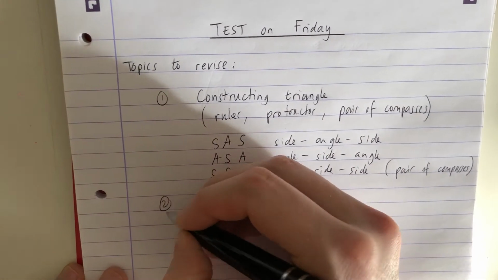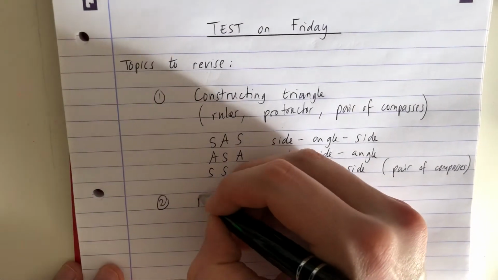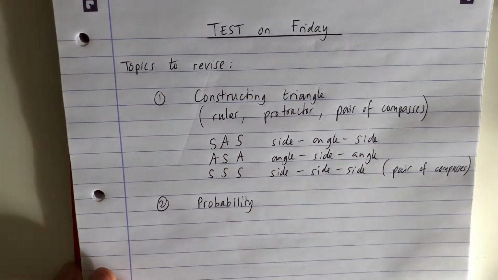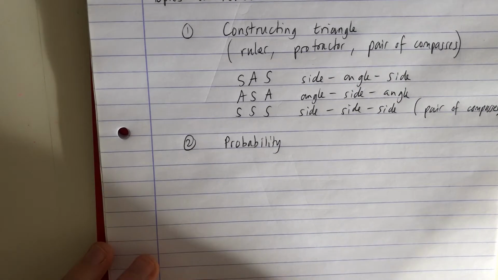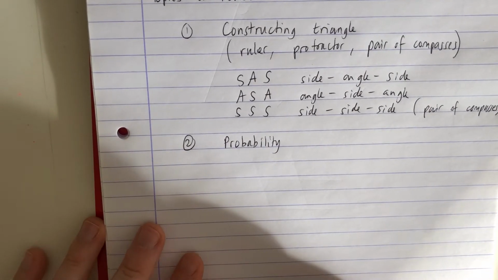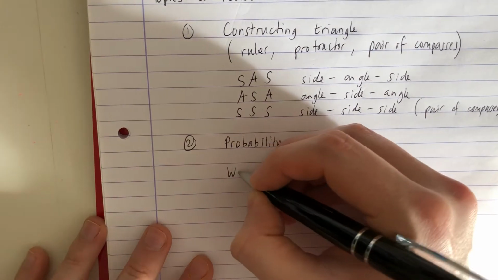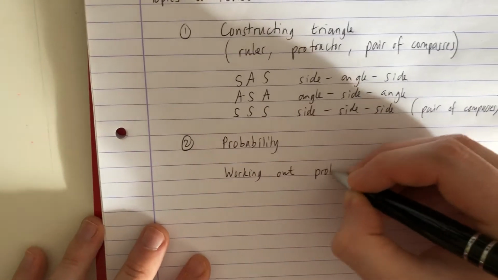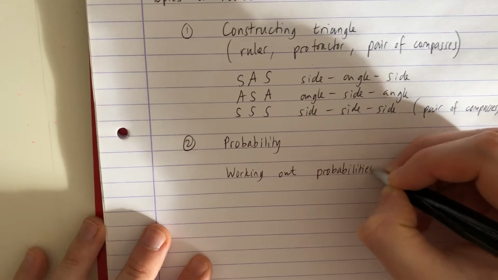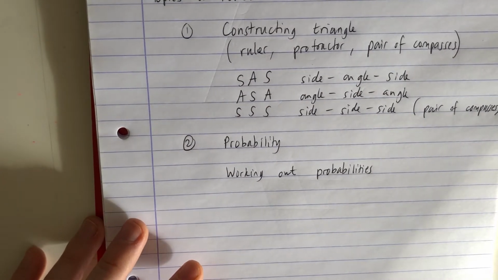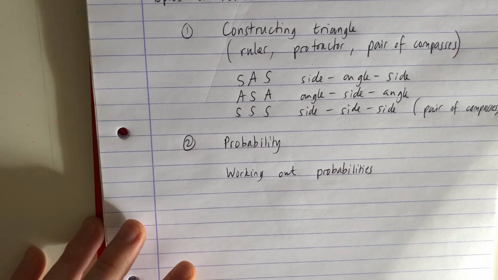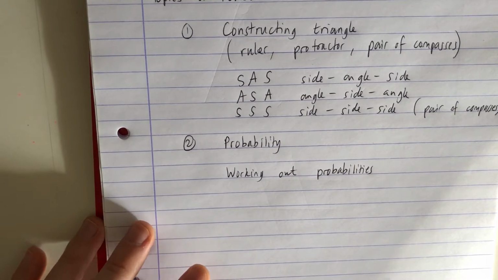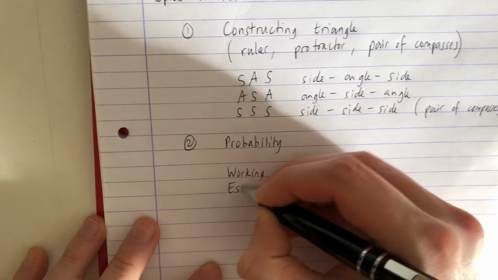Topic number 2. Next thing we did was probability. Okay, we did 2 things. We did working out probabilities, so how likely something was happening. So that might be, what's the probability of rolling a 6 on a dice? Well, there's six numbers and there's one 6, so that'd be 1/6. So probabilities like that, and also estimating probabilities.